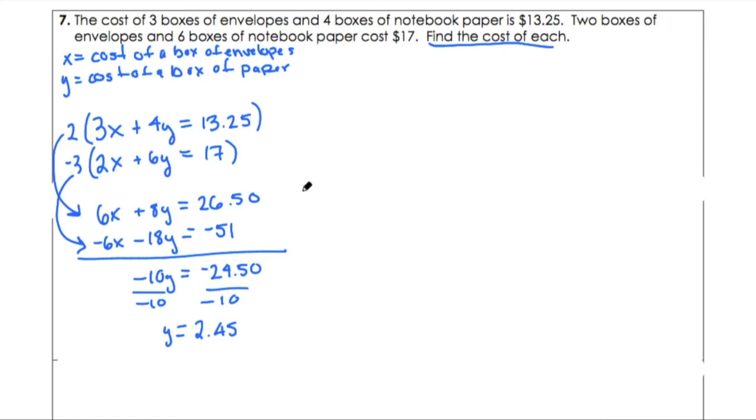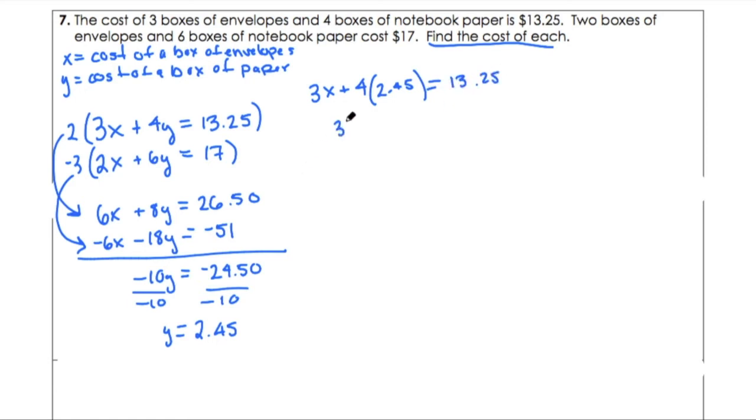Let's continue to find the cost of a box of envelopes. So let's go back. I always recommend going back to the original equation. That way, if you've made any errors along the way, you go back to the original equation where you are least likely to have made a mistake yet. So 3x plus 4 times 2.45 is equal to 13.25.